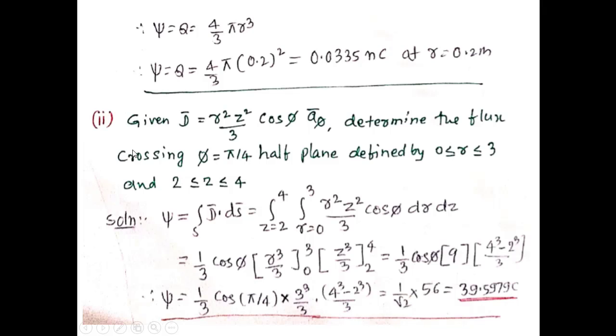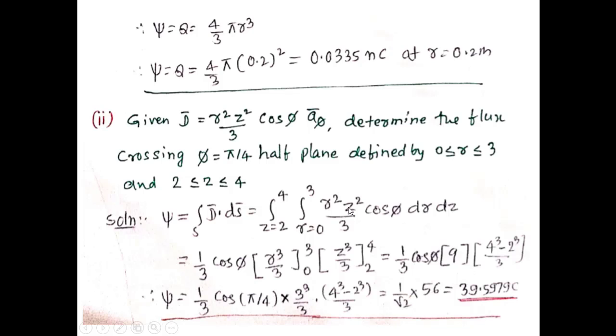So next, given D bar is equal to r square z square by 3 cos phi a phi bar, find the flux crossing through the phi equal to pi by 4 half plane defined by r from 0 to 3 and z from 2 to 4. Here r, z and phi are given, therefore it is the cylindrical coordinate system. Therefore we use the formula for the cylindrical coordinate system. In Gauss law, psi is equal to the surface integral of D bar dot ds bar, where z varies from 2 to 4 and r varies from 0 to 3.